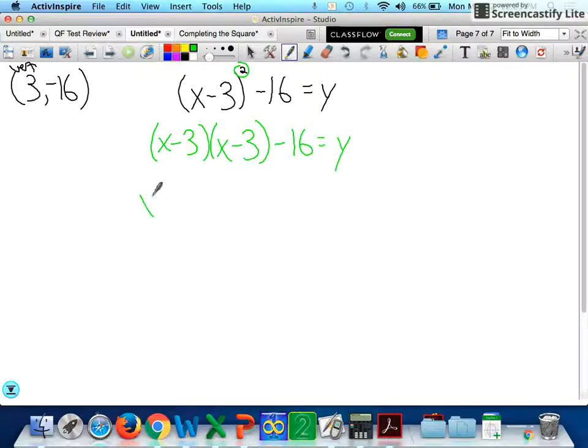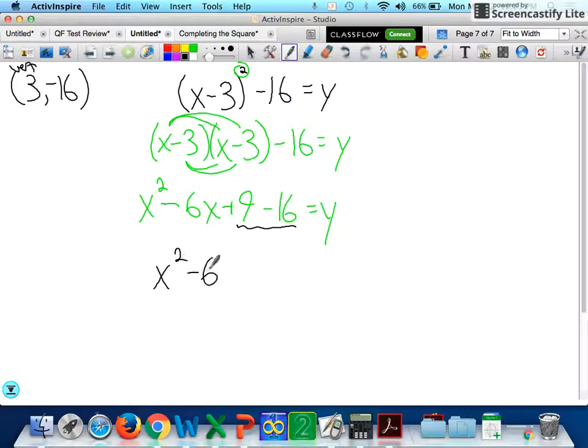Well, when I multiply this out, I get x squared minus 3x minus 3x. I know I can combine those like terms. I'm going to go ahead and do it now. Gives me minus 6x. And then my final multiplication is plus 9, minus 16 equals y. Notice I dropped the parentheses on the left because we are completely done with all the multiplications. There's my like terms. I get x squared minus 6x, minus 7 equals y. Okay?